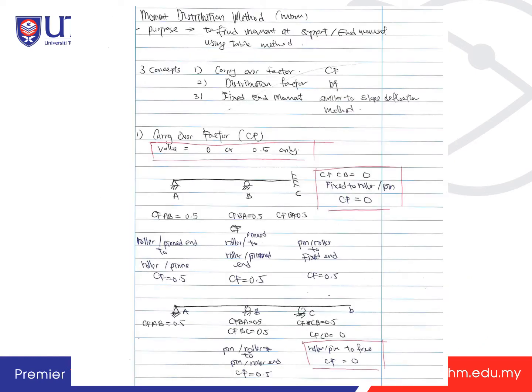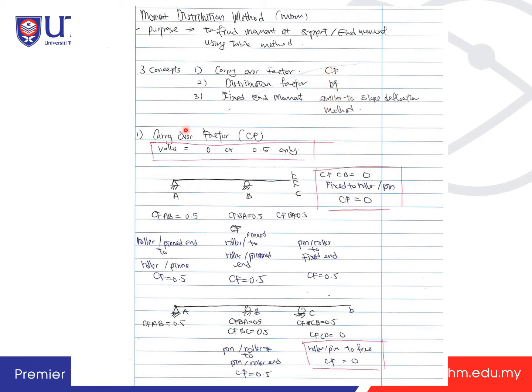So let's look at this short note that I made for the moment distribution method. The purpose is to find the moment at support and end moment by using the table method. You have three concepts here. First is the carryover factor, CF. Then you have the distribution factor, DF, and then the fixed end moments, which is similar to the slope deflection method. These three are very crucial, and you must make sure you get the correct ones, or else you won't get the correct answer.